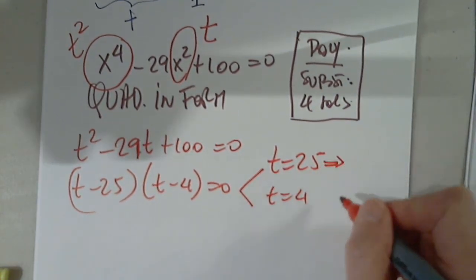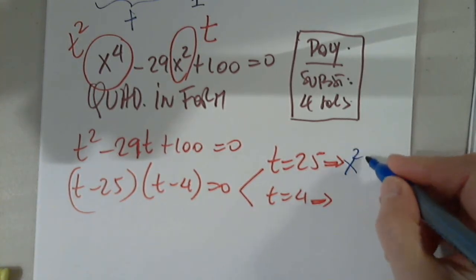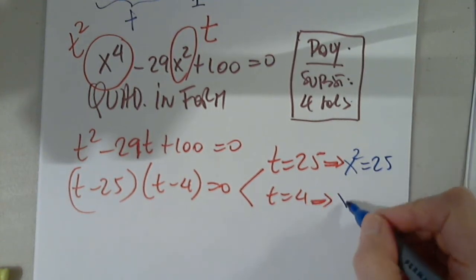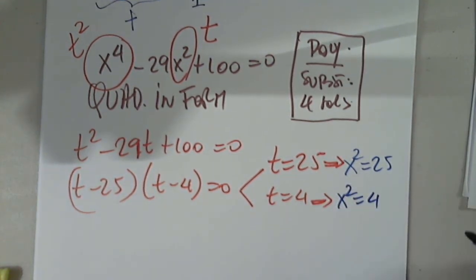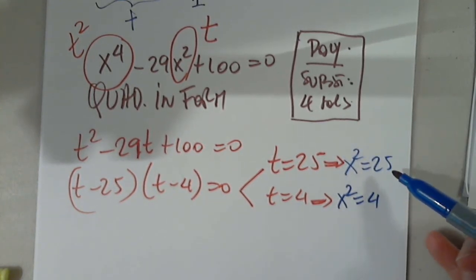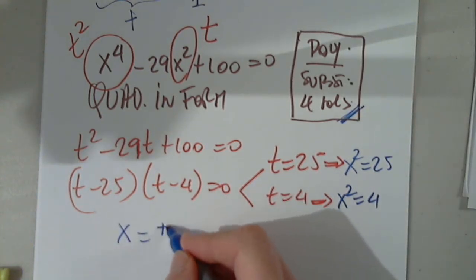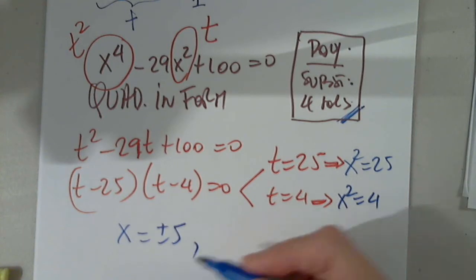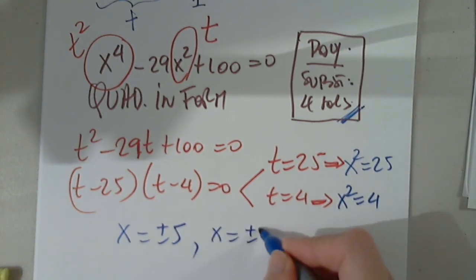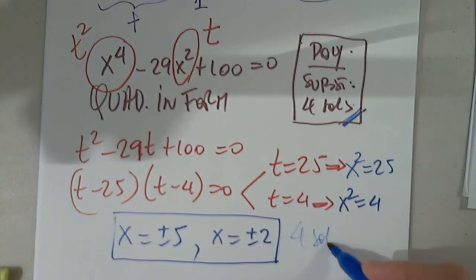But these are 2 other equations, because now I have to go back and replace t by x squared. So this equation is x squared equals 25. This equation is x squared equals 4. I know they are quadratic. I know I will take the square root. I know I have to write plus or minus. And this is how I get my 4 solutions. So x will be plus or minus 5 from this equation. And from this equation, x will be plus or minus 2. And I got 4 solutions.